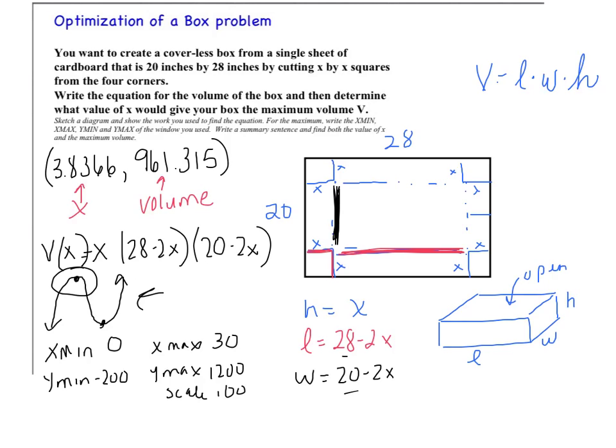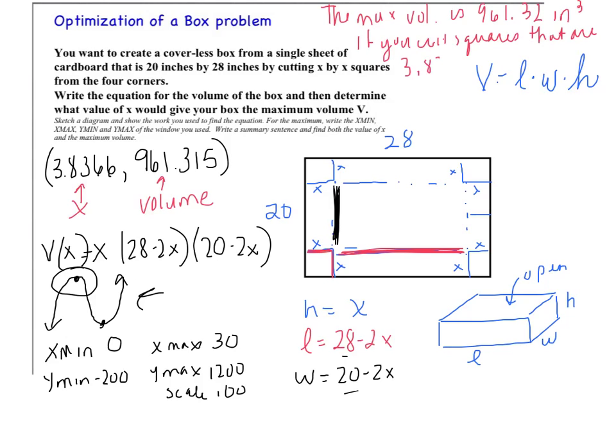So what you would say is, let me see if I can write it up here. The max volume is 961.32 inches cubed, because it's volume, if you cut squares that are 3.8366 inches on each side.